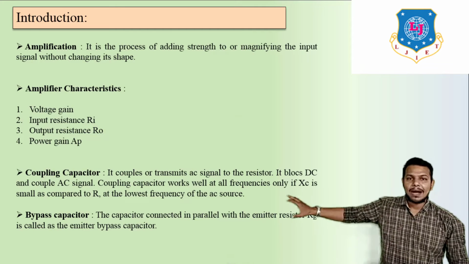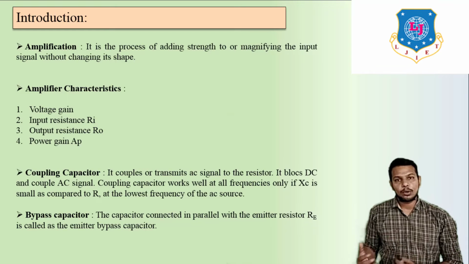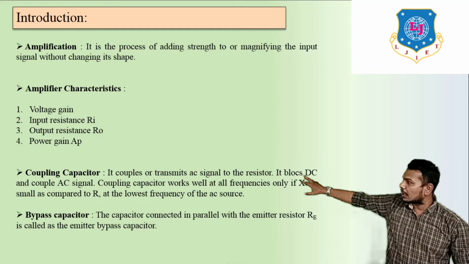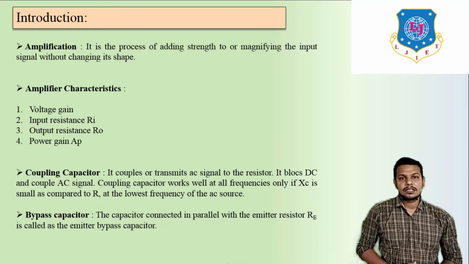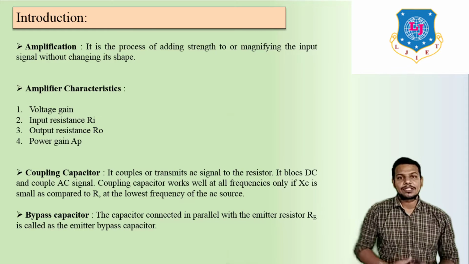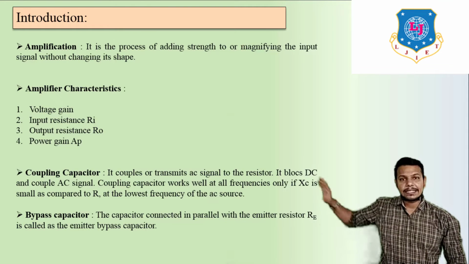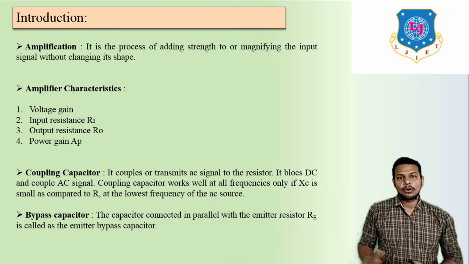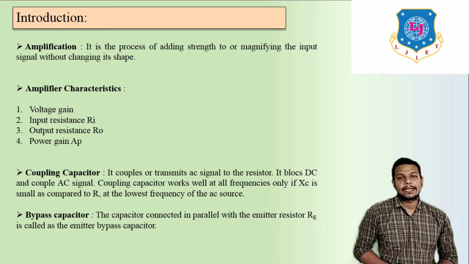Power gain means output power upon input power. Among these, input resistance and output resistance we measure at the input side and output side accordingly. If we set these characteristics for amplification, then you will get a pure amplified signal. So next one is the coupling capacitor.